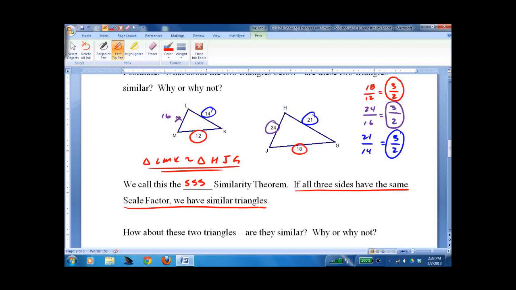Now we know the angles are congruent. Originally, we did not know anything. We look at it, we match up. Oh, the sides match up. Therefore, they're similar. Therefore, the angles are congruent.